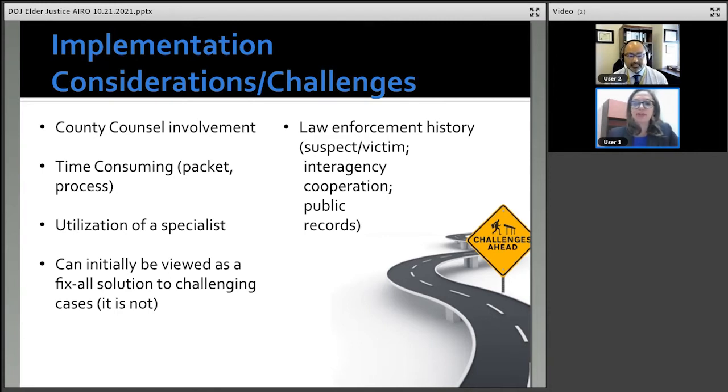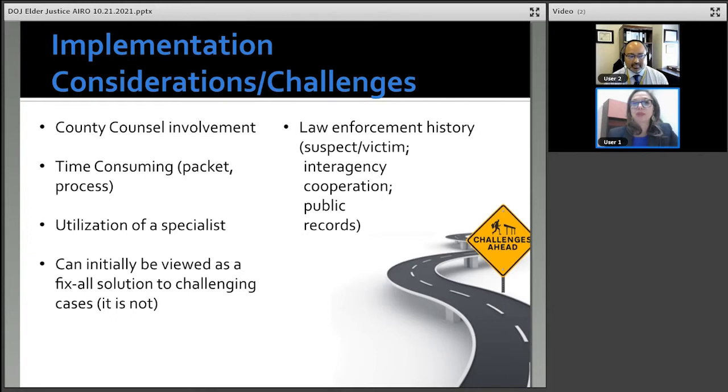We also experienced some initial, when we decided to implement AIRO, all of a sudden it became the new tool, and everybody was like, let's do an AIRO. How about an AIRO? And it was viewed initially as this fix-all solution. And so we definitely want to caution everyone. It's not the solution for every case. And it really isn't supposed to replace other interventions, right?